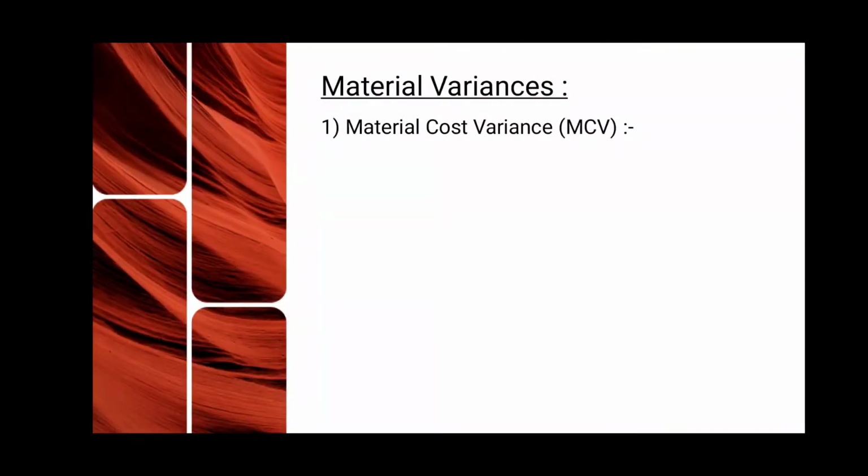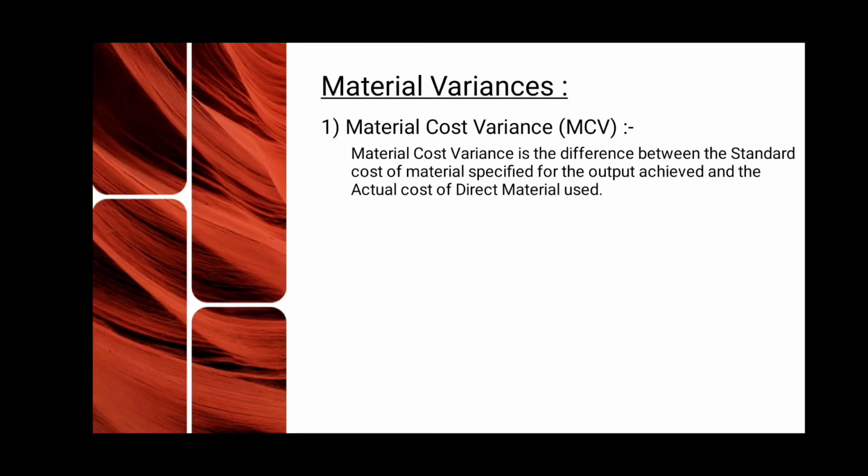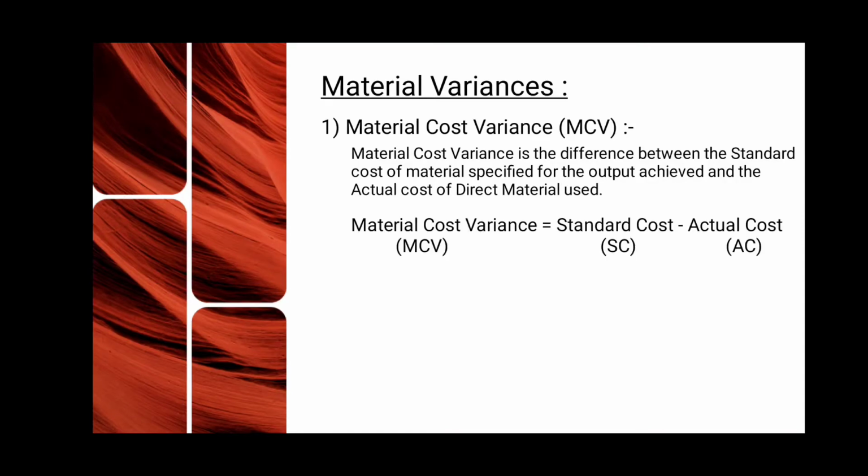Material variance. First, material cost variance. Material cost variance is the difference between the standard cost of material specified for the output achieved and the actual cost of direct materials used. So we'll calculate material cost variance as material cost variance is equal to standard cost minus actual cost.